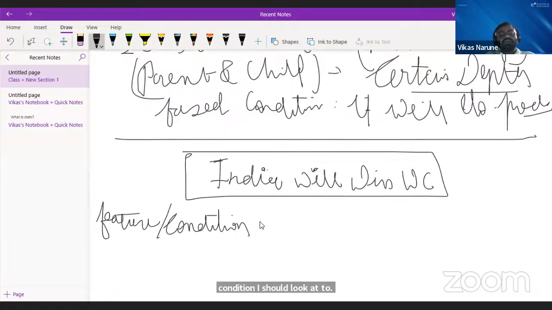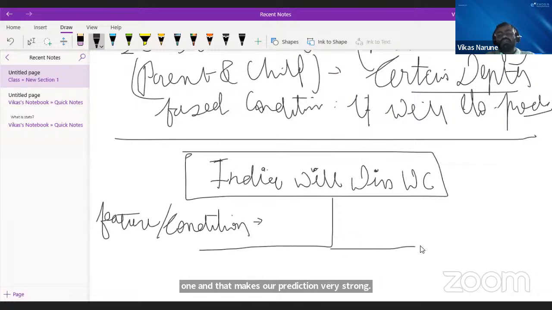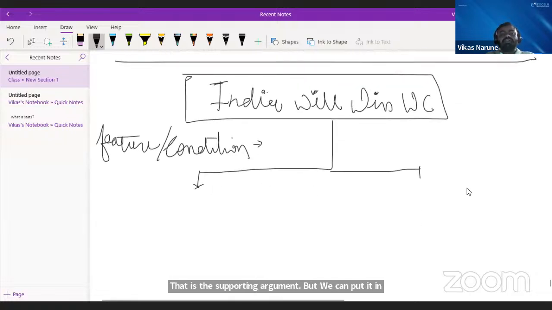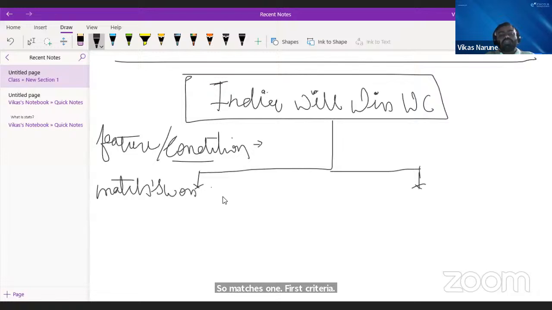To start this decision, someone says all matches won so far. Yes, we can take that all matches are won, and that makes our prediction very strong. That is a supporting argument, so let's put that condition first: whether India is winning matches or not. Others say all team members perform well. Awesome. So the first criterion is matches won, yes or no.